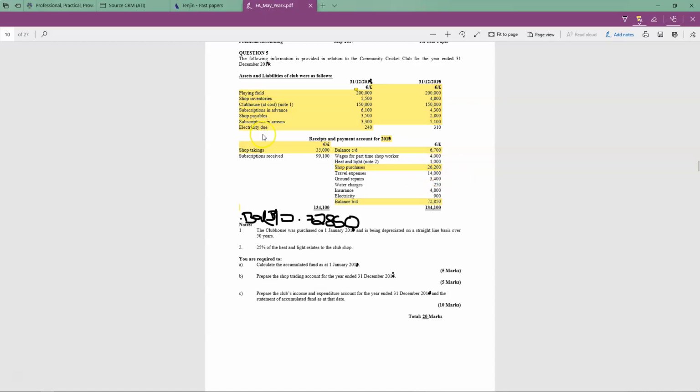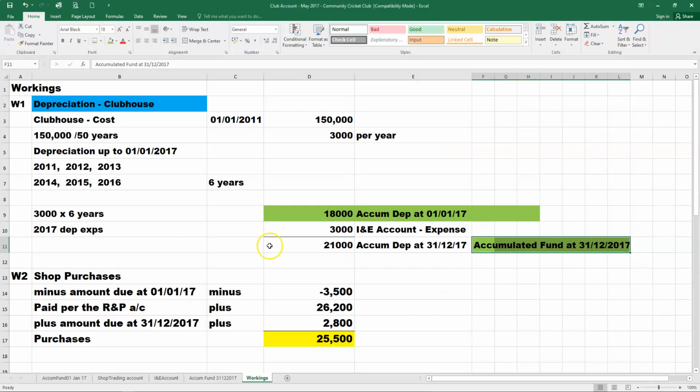Then we have electricity due at the start, electricity due at the end, and we also have a heat and light figure in the sheet. It also tells us 25% of the heat and light relates to the club shop. So if 25% is for the shop, that means 75% is for the club itself. So let's do out our little workings for them.